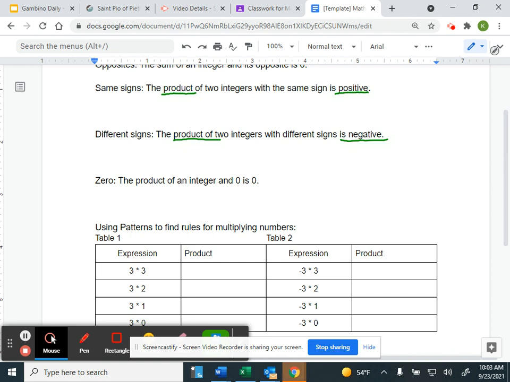And the product of any number and a 0 will always be 0. Negative 7 times 0 is 0. Positive 7 times 0 is 0. Doesn't matter if it's a negative or positive, the answer will always be 0.